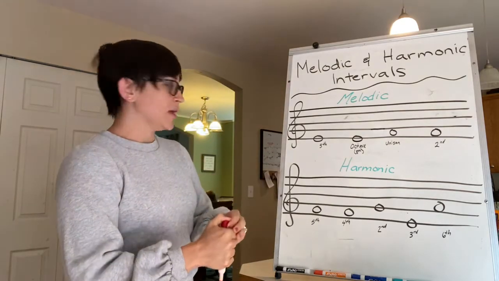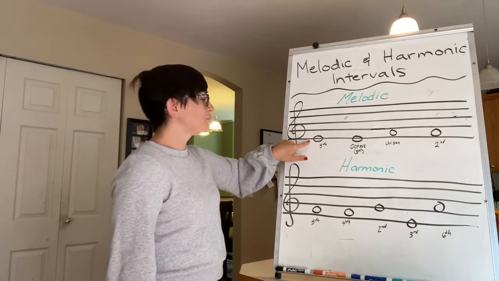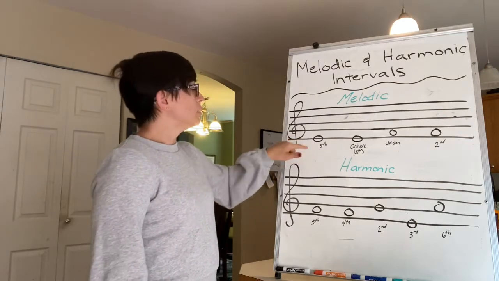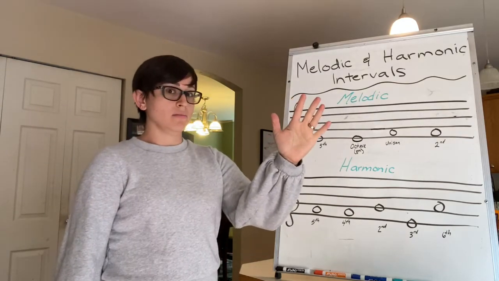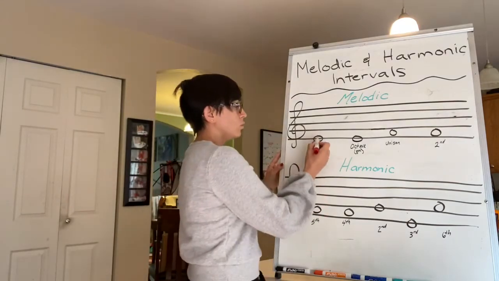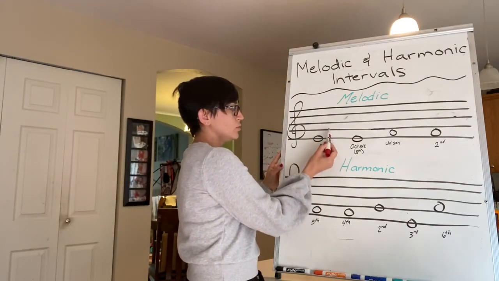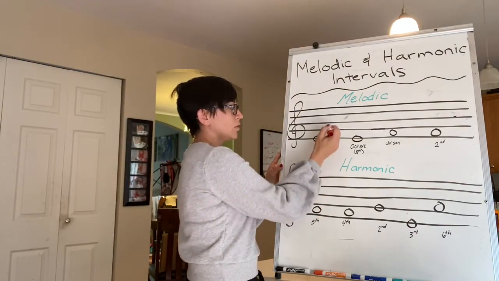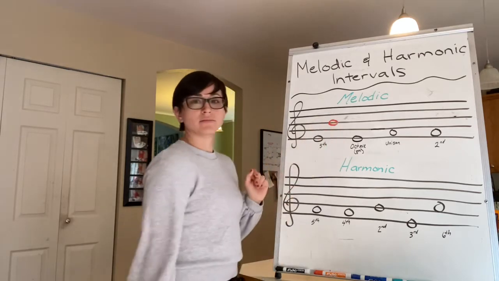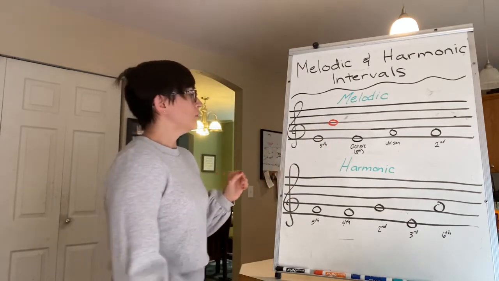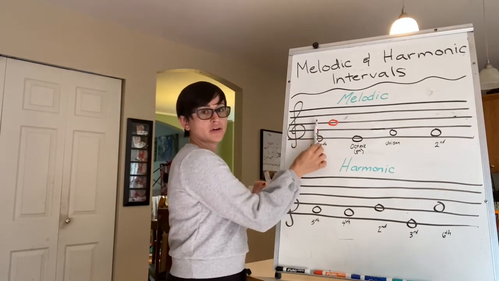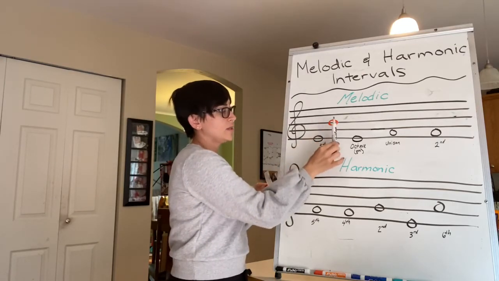So if we have a fifth and I start on E, you can either go E, F, G, A, B, or 1, 2, 3, 4, 5, and write it like that. Notice how they're not on top of each other, right? One note and then the next note.